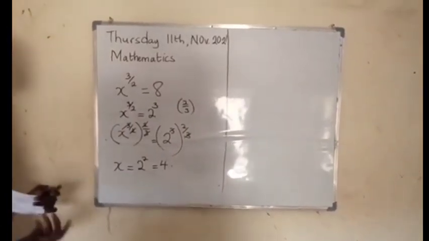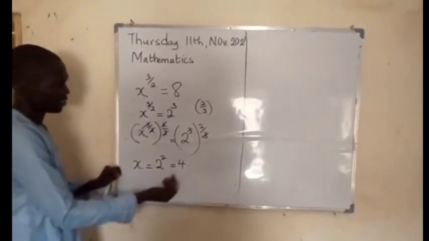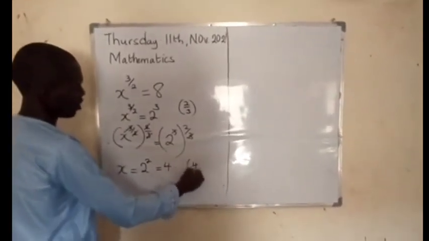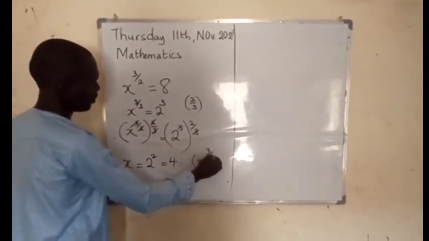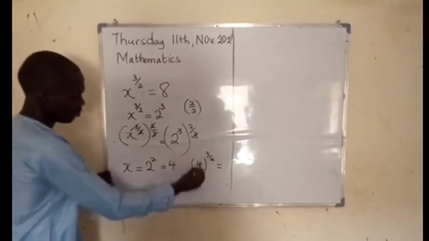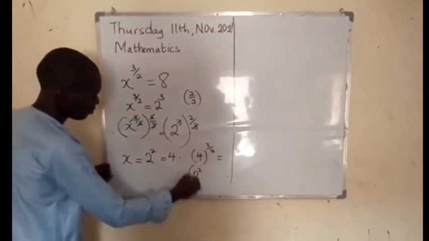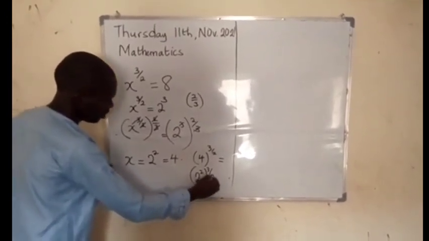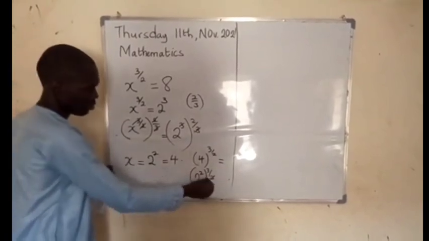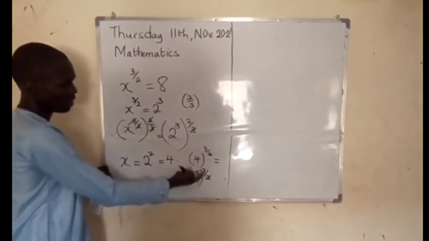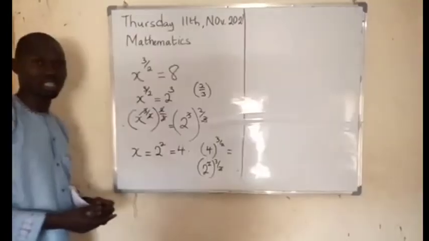Now, if you want to know if your answer is correct, you can check. 4 raised to the power of 3 over 2, will it give us 8? Let's see. 2 raised to the power 2 is 4, multiplied by 3 over 2. So this will cancel this. So 2 raised to the power 3 is 8. You can see now that our answer is correct.